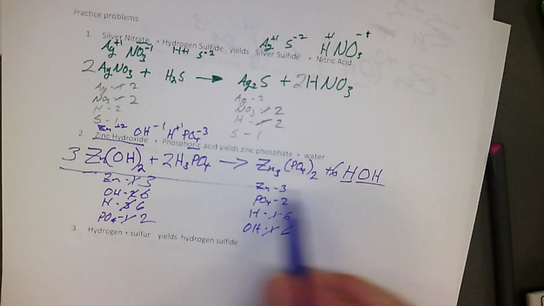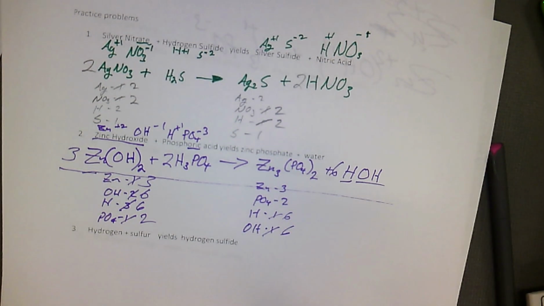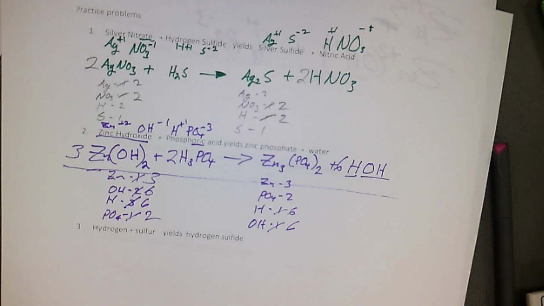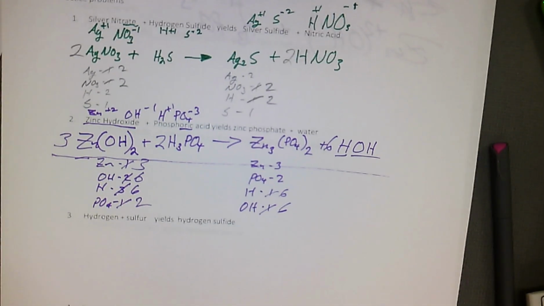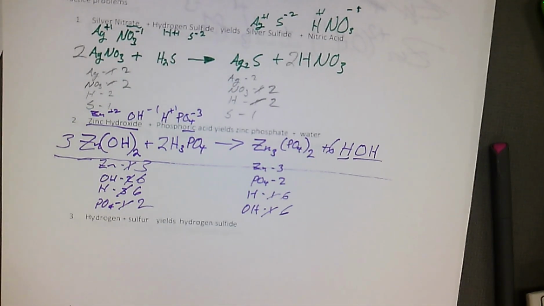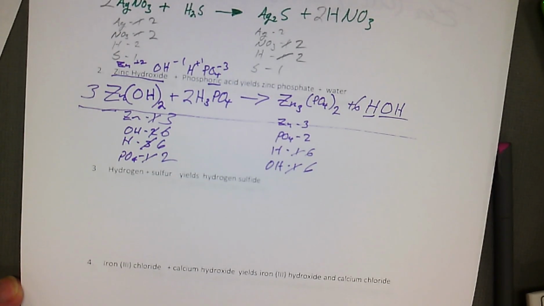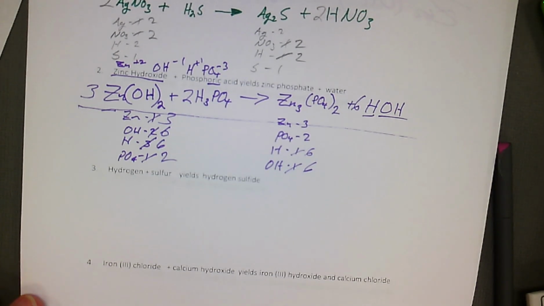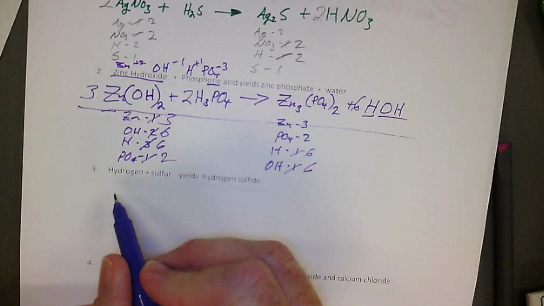So my total answer would be 3 Zn(OH)2 plus 2 H3PO4 gives me Zn3(PO4)2 plus 6 HOH. And if you wrote it as H2O, that's fine too. Guys, I mean, you can do it. What type of reaction is that one again? It's another double displacement. That's actually technically a neutralization reaction. All right. Questions on that before we go on? Nope. Okay. All right.